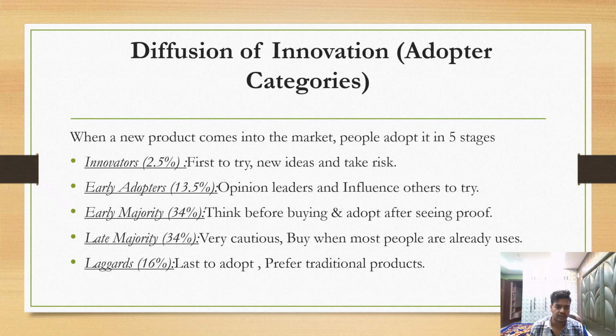And the fourth stage is late majority, and this type of people make up 34 percent of the market. These people buy when most people have already used the product. And the laggard stage is the last stage, for those who prefer traditional products. They do not buy for trends; they buy for their own needs, not for the trends.